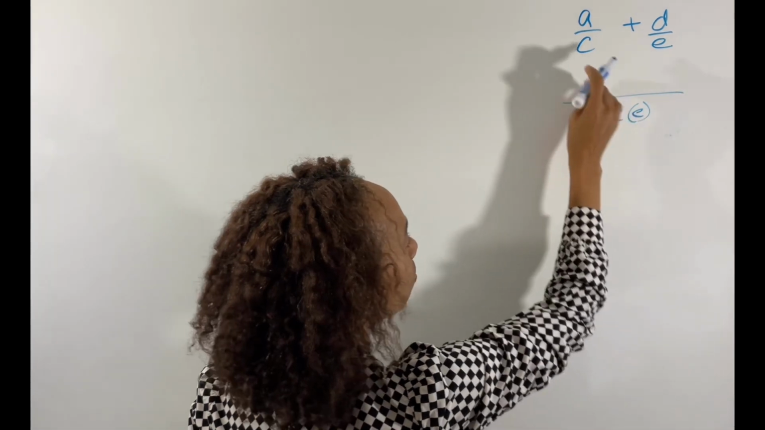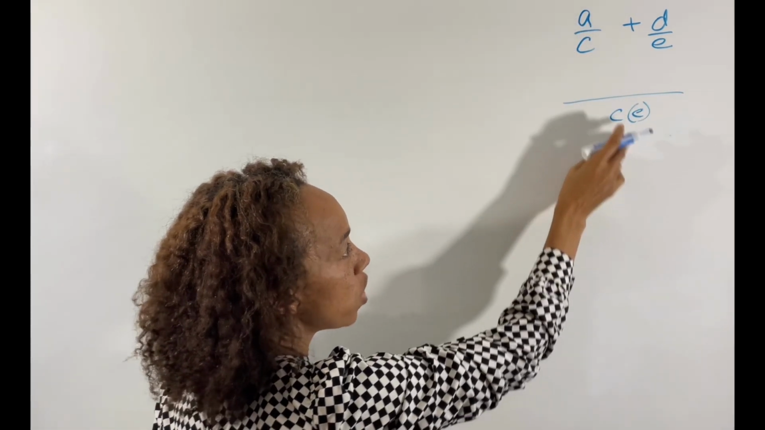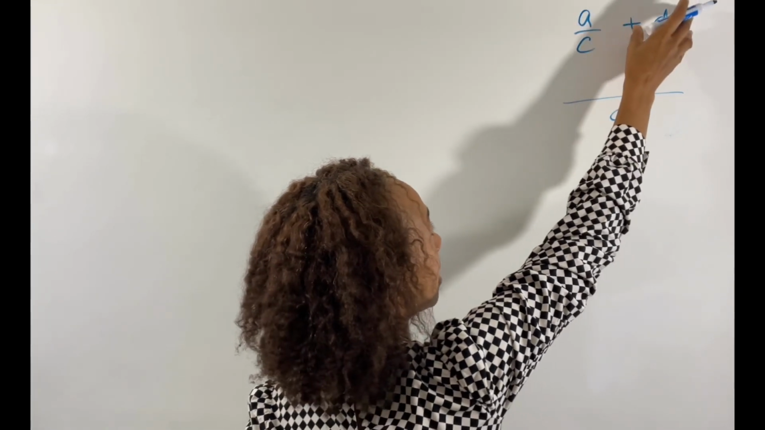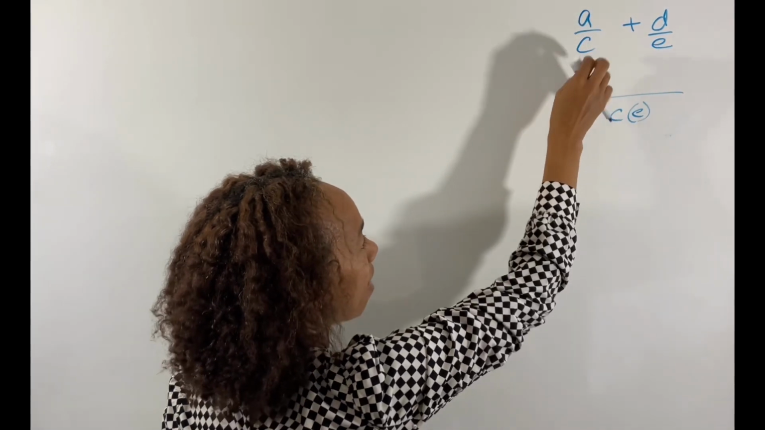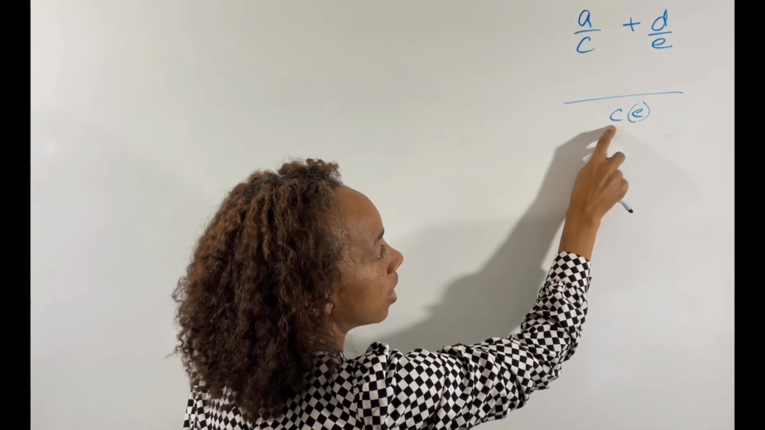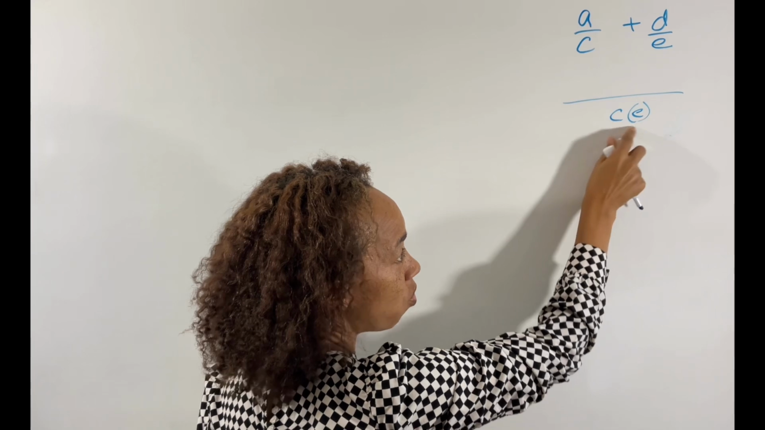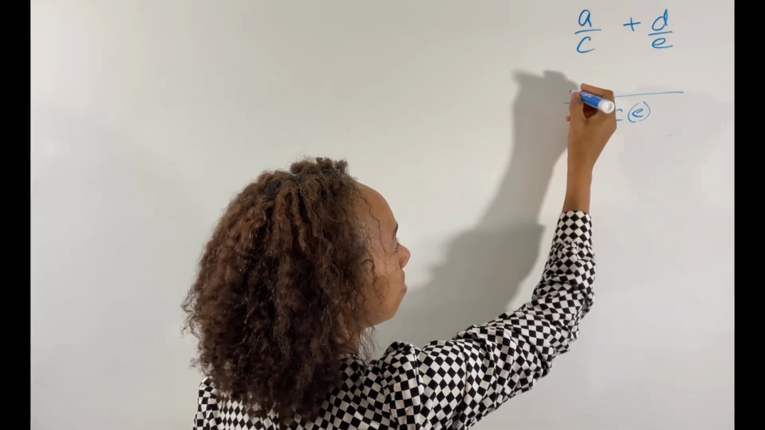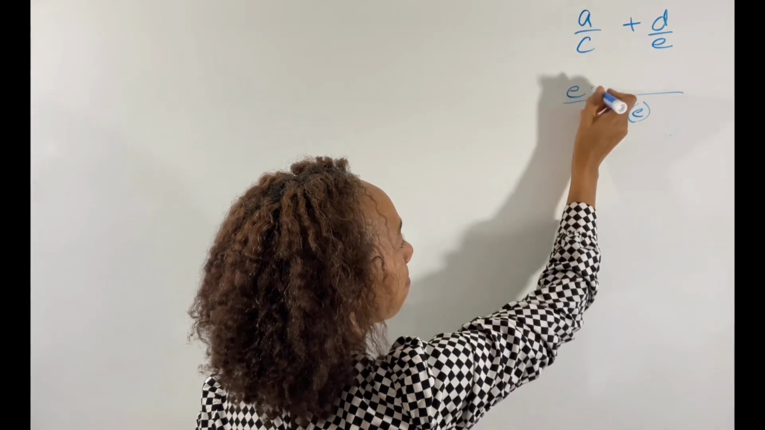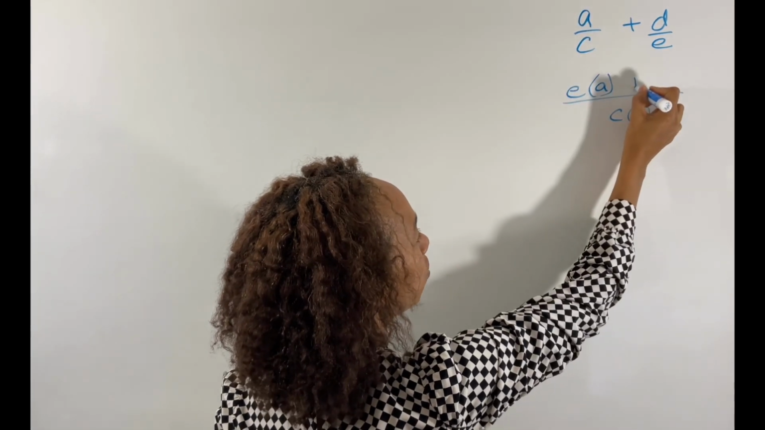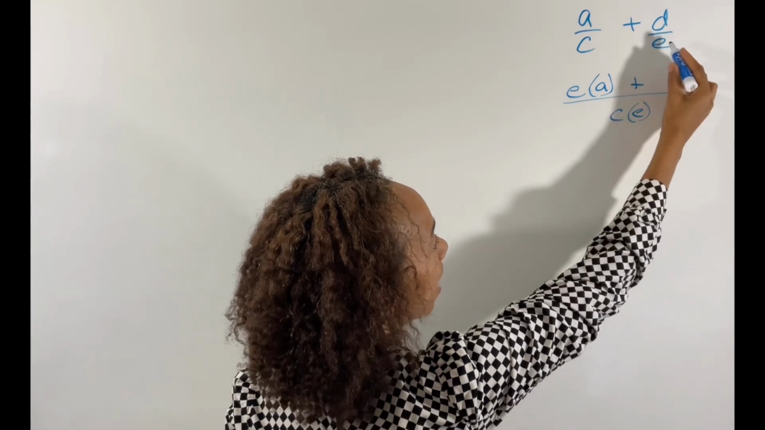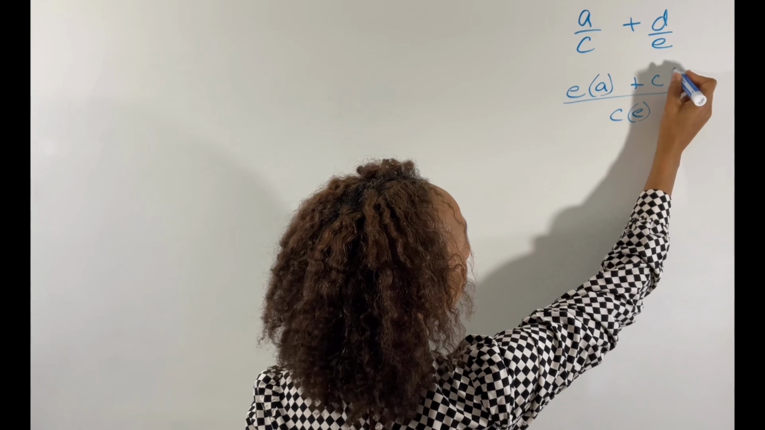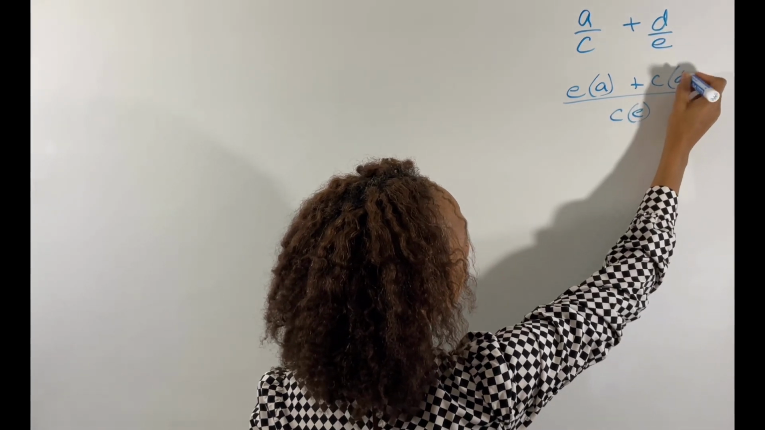And so when you are adding these, because this is one rational expression and this is another rational expression, you have to take the denominator and ask how many times it can go into what you have underneath. So c into ce is going to be e, and then you will multiply it by a. You will do the same thing for the other side: e into ce is going to be c, and c is multiplied by d, and you put that there.